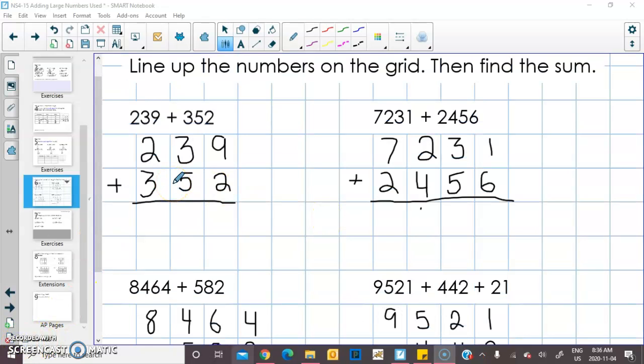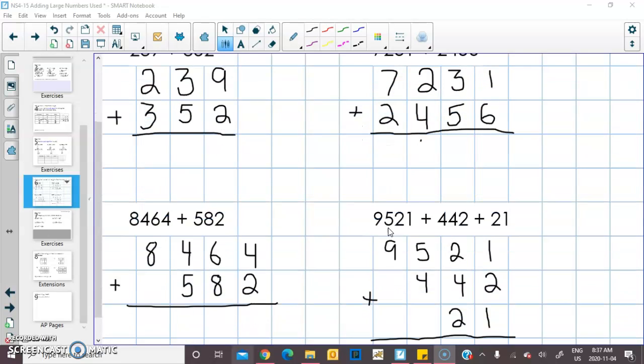Welcome back, grade 4s. Okay, so we have 239 plus 252, 352. So we have a 2, a 3, and a 9, and a 3, a 5, and a 2. So you see how my ones are lined up, my tens are lined up, and my hundreds are lined up, okay? Same thing for 7,231 plus 2,456. You line up the ones, the tens, the hundreds, and the thousands, okay?